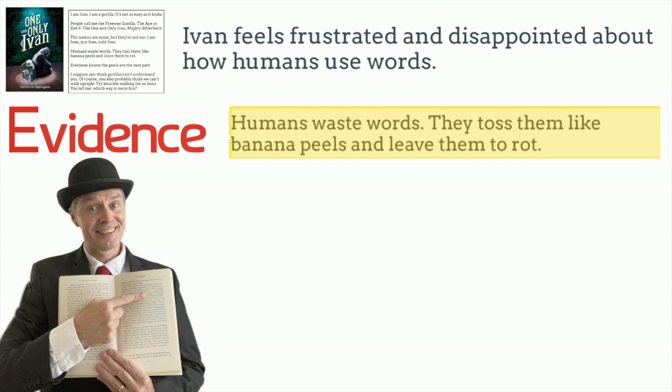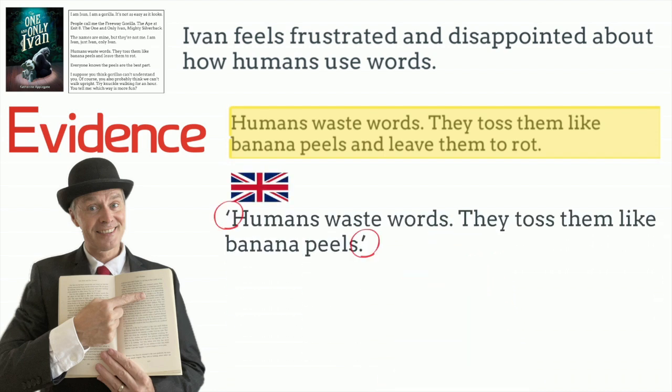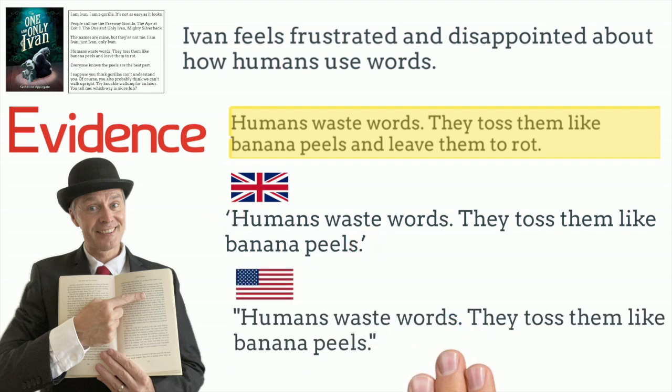When quoting from the text, you need to copy exactly what has been written and surround it with quotation marks. In the United Kingdom, we use single quotation marks, whereas in the United States, double quotation marks are usually used.